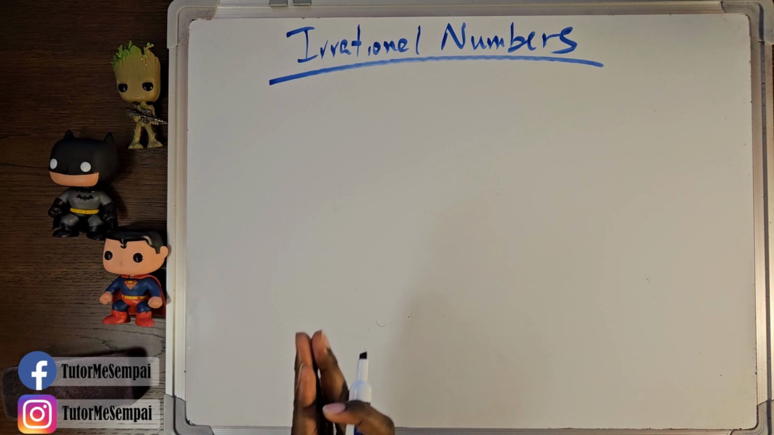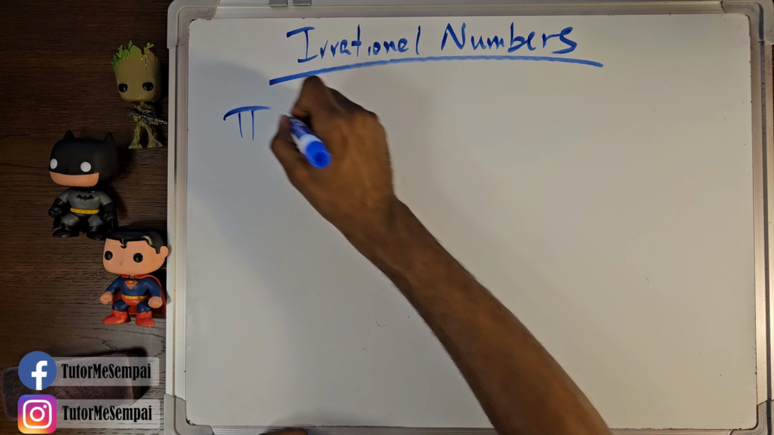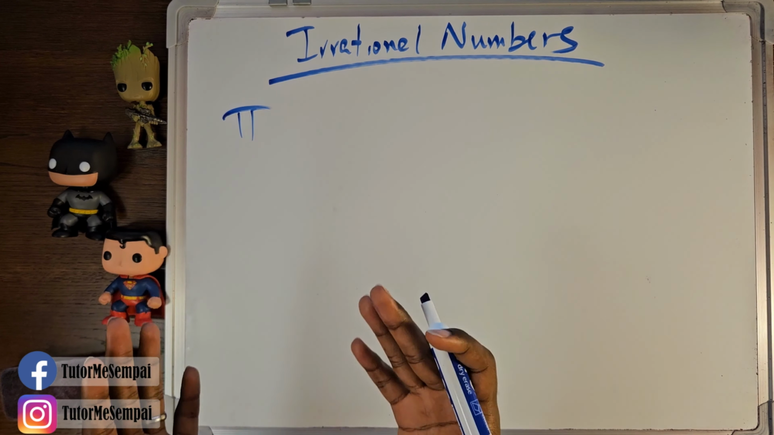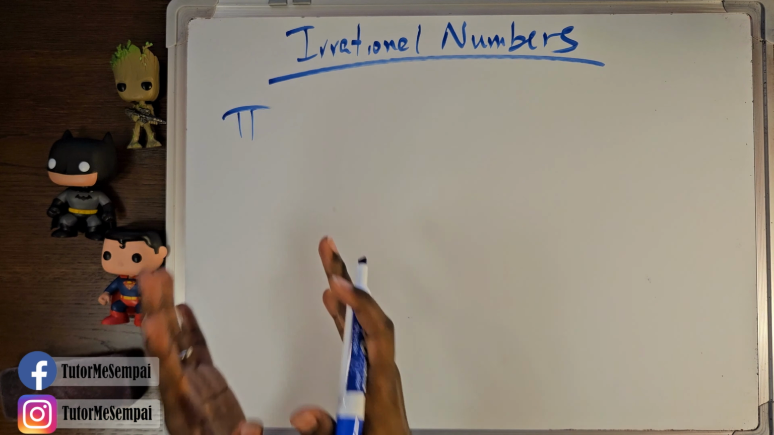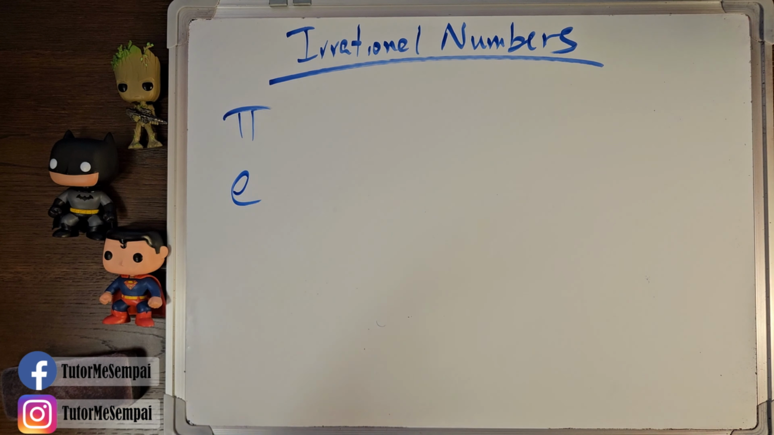And I bet you've already run into irrational numbers without even realizing it. If you've seen this before, this is an irrational number. Pi is an irrational number. Let's say you run into this before.